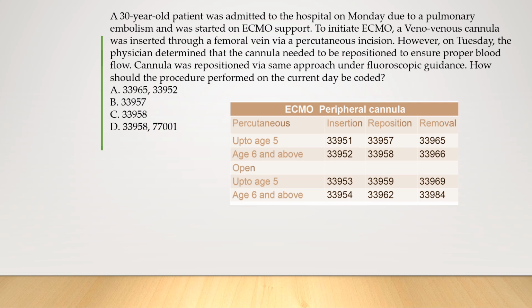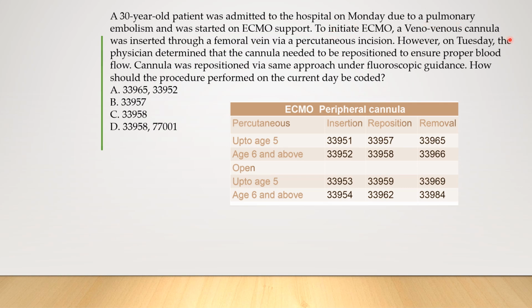A 30-year-old patient was admitted to the hospital on Monday due to pulmonary embolism and was started on ECMO support. To initiate ECMO, a Veno-Venous cannula was inserted through the femoral vein via percutaneous incision. However, on Tuesday, the physician determined that the cannula needed to be repositioned to ensure proper blood flow. The cannula was repositioned via the same approach under fluoroscopic guidance. How should the procedure performed on the current day be coded?